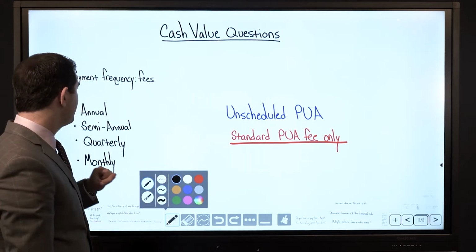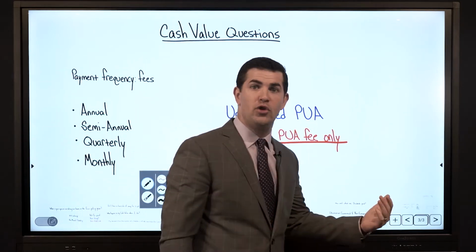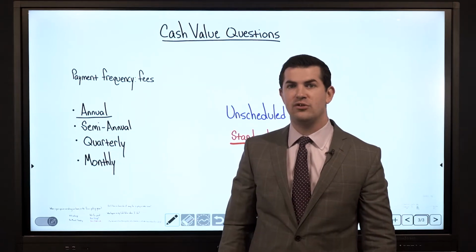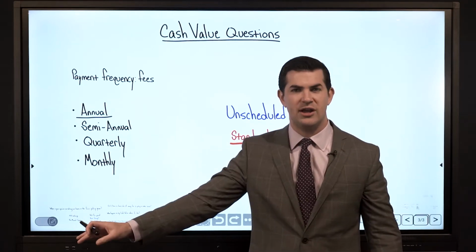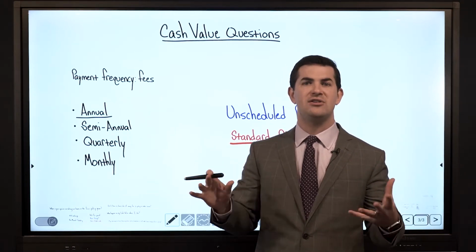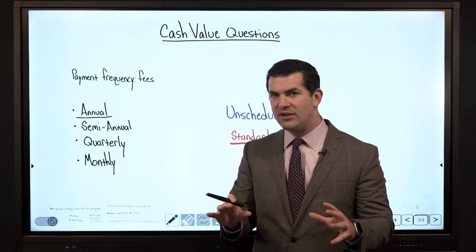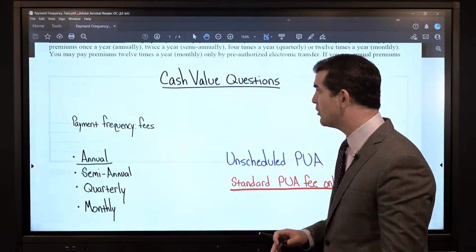So in respect to this, okay, if I don't pay yearly, there's going to be a fee. If you pay yearly, there's no additional fee. There's still the PUA fee, but there's no extra charge the company is going to hit you with. What does that charge actually look like? There's a couple ways insurance companies do it. That's why I'm diving a bit deeper into this. Let's look at one example.